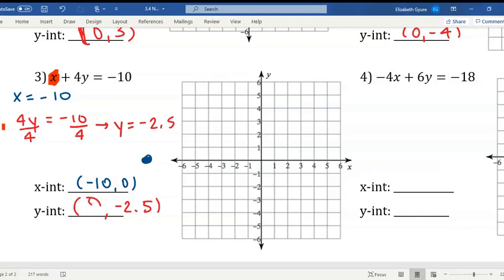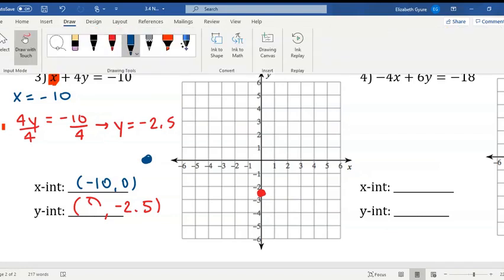All right, so then put a dot at negative 2.5. So that's on your y-axis. Go down to negative 2 and then another half. So that's right in between negative 2 and negative 3. And then connect it with your line.